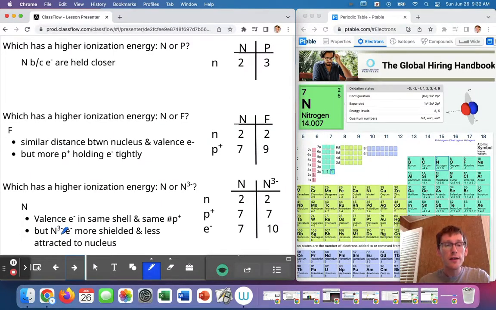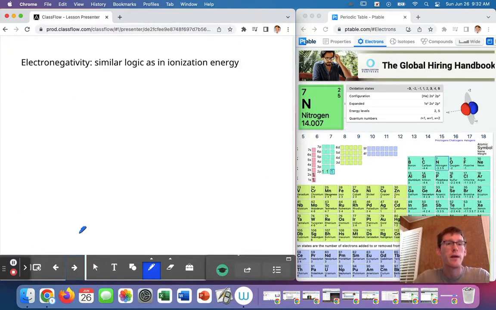So because the N3- ion has more shielding and less attraction between nucleus and valence electron, it has a lower ionization energy. With N, there's greater attraction between the nucleus and valence electrons, and so it requires more energy to ionize. It has a higher ionization energy.